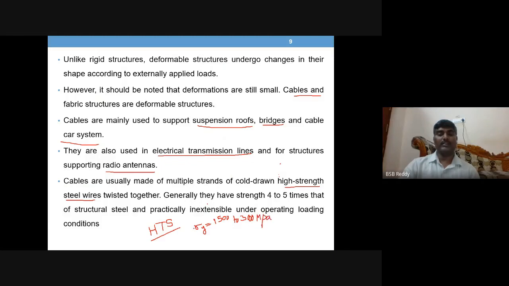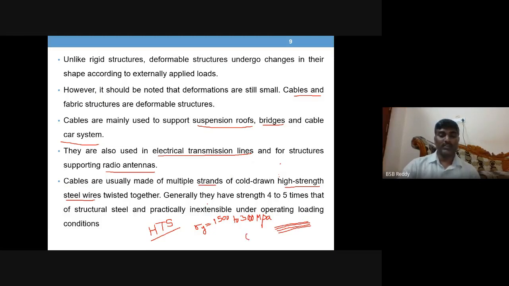The high strength steel wires are twisted together to form a strand. Such strands are again twisted; there are multiple strands. A group of 4 or 5 wires will be called a strand.